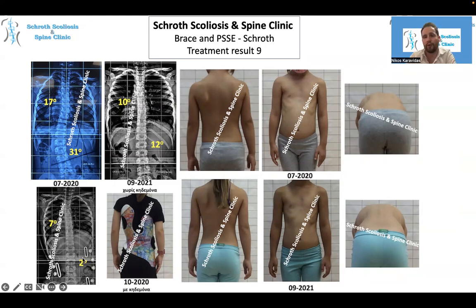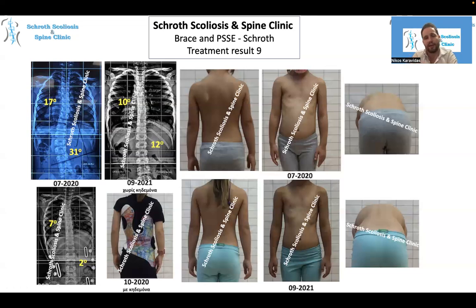So we know that for in-brace correction, we normally aim to get a minimum of 30% correction. And here you can see that we almost got 100% correction, and the final treatment result was a curve of 10 and 12 degrees. Of course, this is a very young patient, and we still need to follow up this patient, but we have removed the brace since last year, and the patient is still stable, doing only exercises.